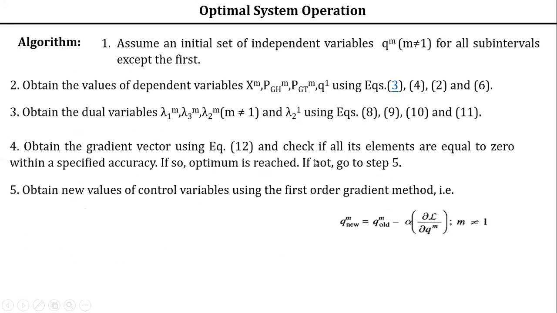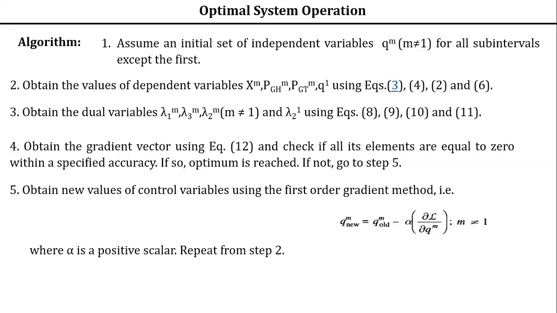Okay, so go to this one and find out the new value. So that is Q new M is equal to Q old minus alpha of dou L to dou QM, where M is not equal to 1. That means when you substitute M equal to 1, it becomes dependent, isn't it? So we have to find the new values of control variables. Q new M is equal to Q old minus alpha times the gradient, whatever gradient we have obtained from equation 12. And alpha is what? It is a positive scalar.